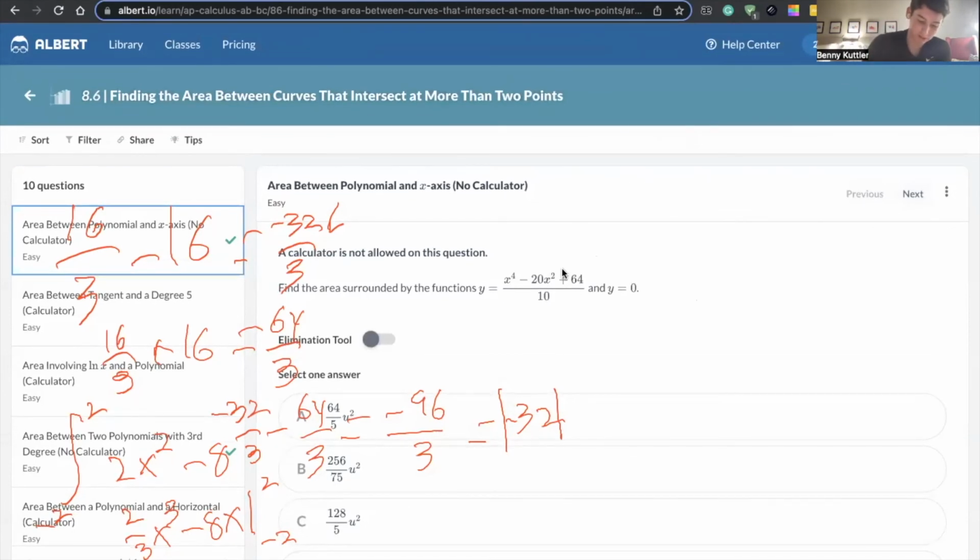So 16 over 3 minus 16, negative 32 over 3. And then, so that's for 2. So now for negative 2, 16, plus 16, not minus 16.